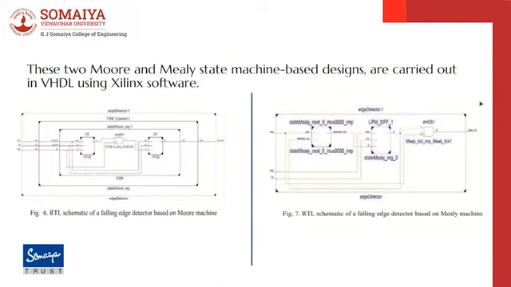Now these two Moore and Mealy state machines are based on the previous diagrams which we have just seen, and we have tried to implement the same using VHDL in software. We can see here a register transfer level (RTL) schematic diagram for the falling edge detector on Moore and Mealy machines. Now my friend Soham will explain the further part of this.